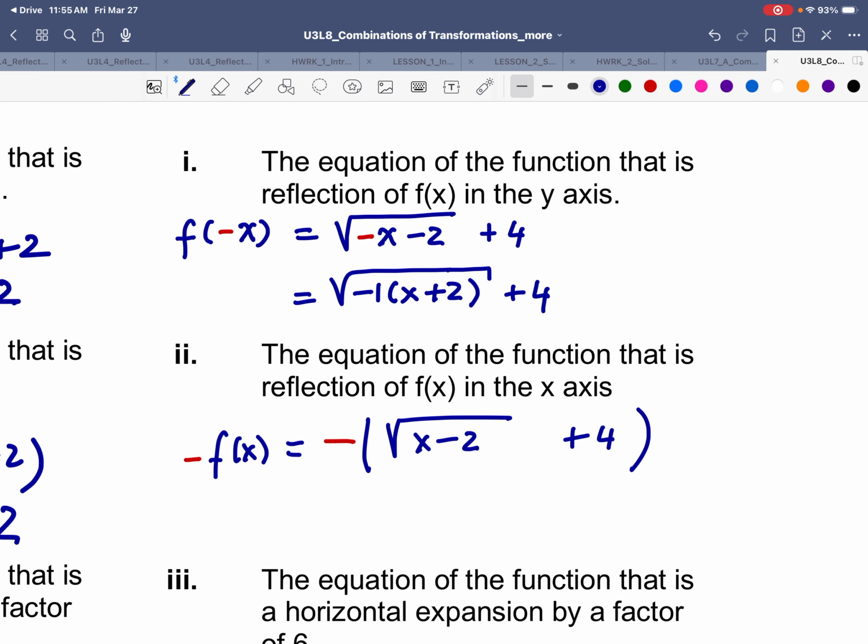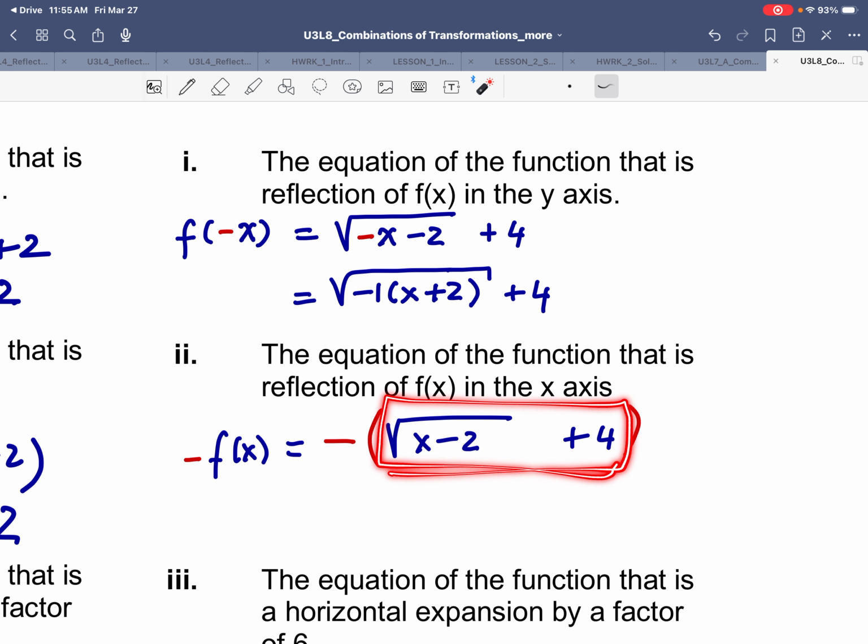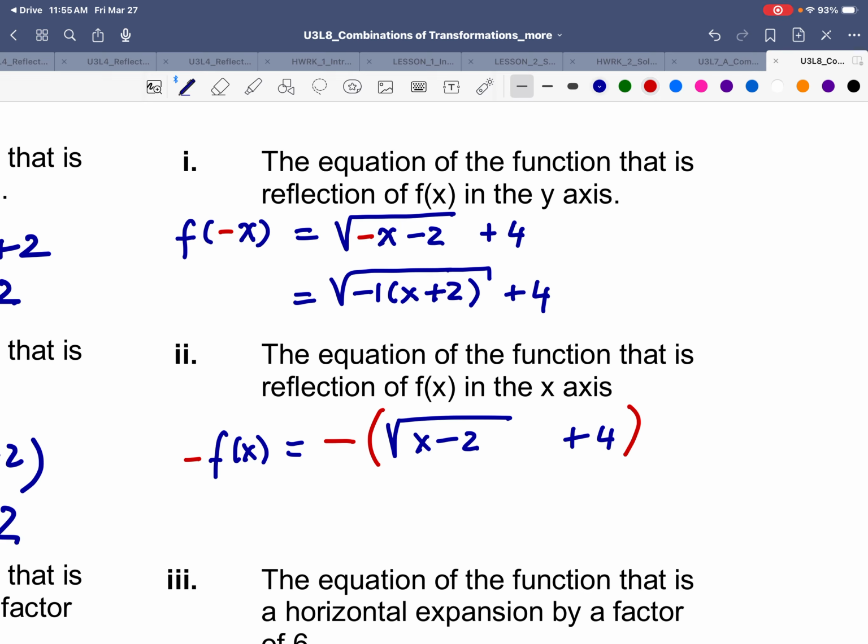Now I'm actually going to make the brackets red so we remind ourselves how important it is that when we apply a reflection on a function that is already in some transformed form, every term has to be reflected. So we have negative root of x minus 2 and then minus 4.